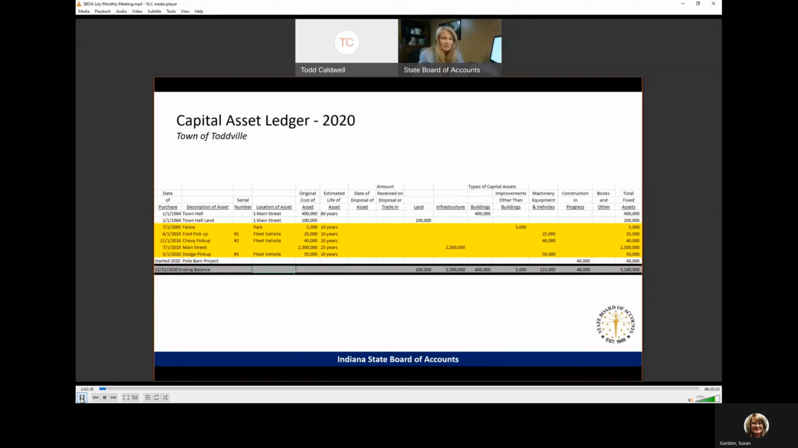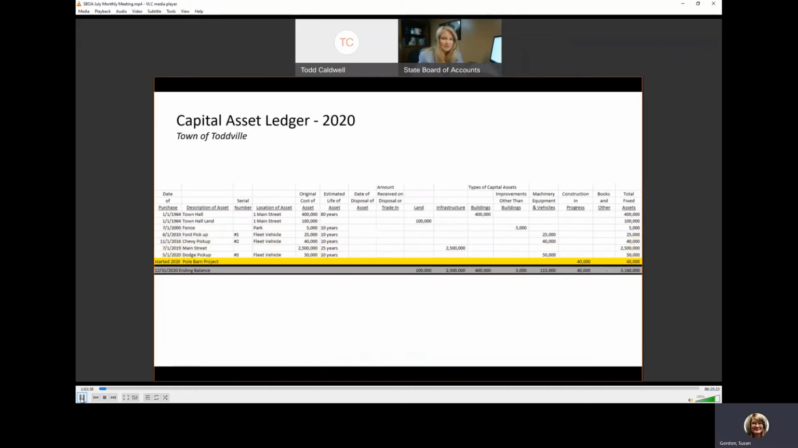All of these were fairly new assets, and I was able to find the actual documentation so that I did not have to estimate the historical cost. But if I didn't have that, then I would have to come up with a reasonable basis for estimating that. Okay, next slide.